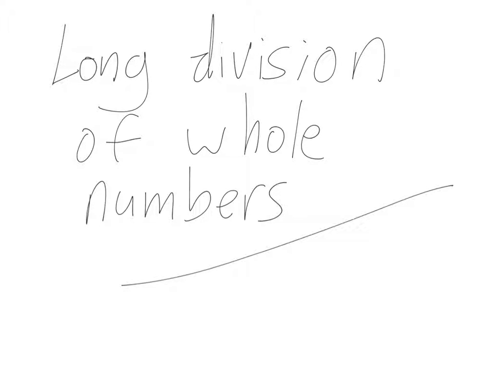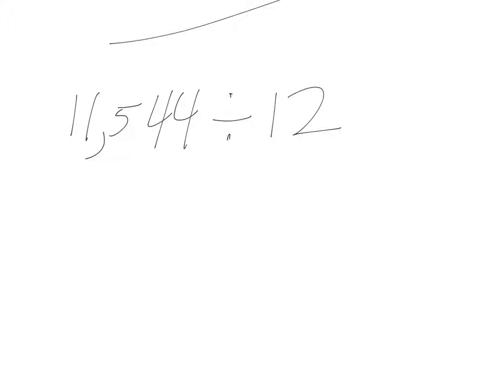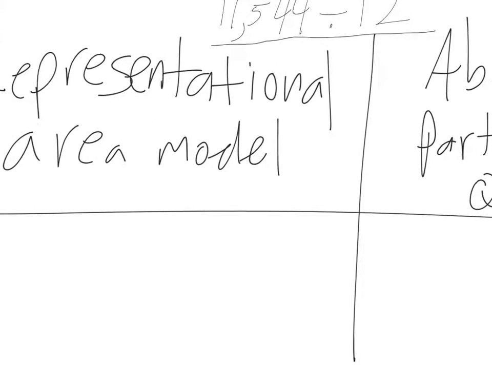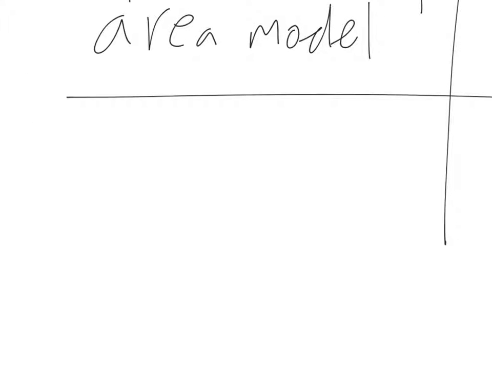Alright, in this video I'm going to go over a couple examples showing you how to do long division of whole numbers. So the first problem I am going to attack here is 11,544 divided by 12. I'm going to show you how to solve this in several ways, both representing with the area model and then also with partial quotients, kind of using a ratio table and also more of a standard division model. Alright, so we're going to start here with the representation model, or the area model, and solve this problem there.